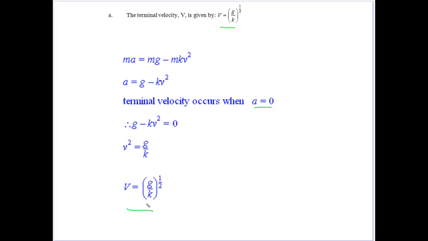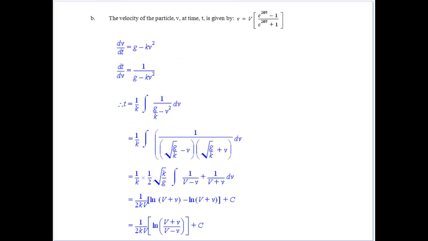There we go. Keep in mind the idea of terminal velocity: what does it mean? It means that the velocity can't get any faster. It's reached its maximum velocity, and that occurs when acceleration is 0.